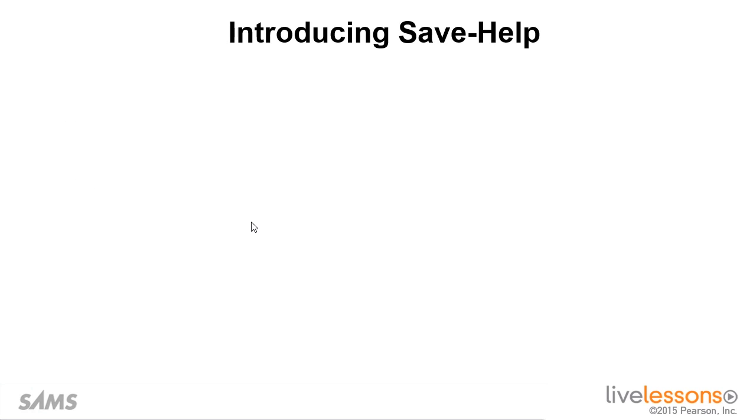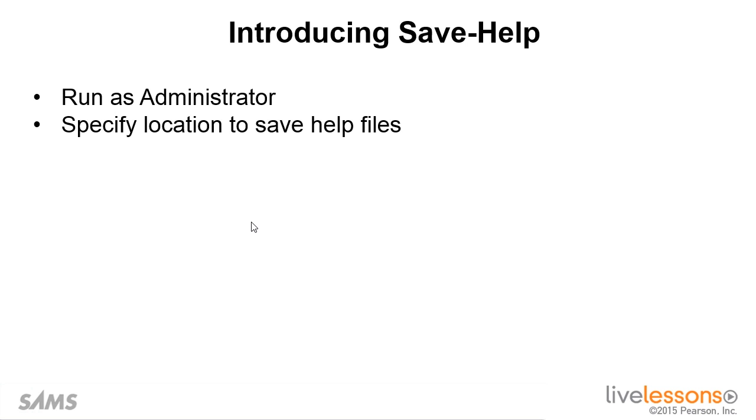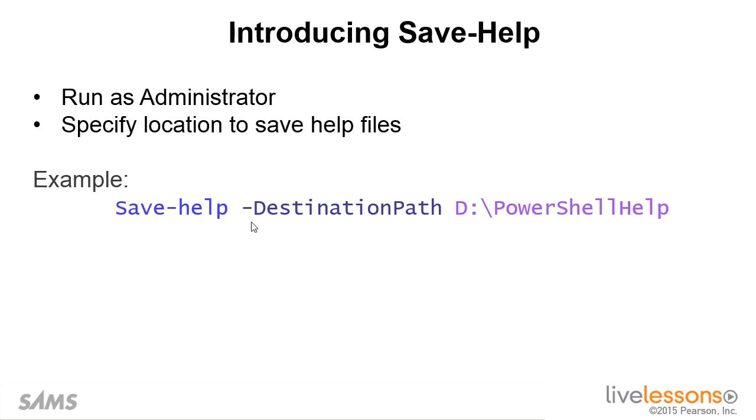So let's introduce you to the save-help command. You have to run this as an administrator, and you have to specify the location to save your help files to. So let's take a look at an example of save-help. You will see that I named the destination path parameter and where I wanted to save my help documentation.